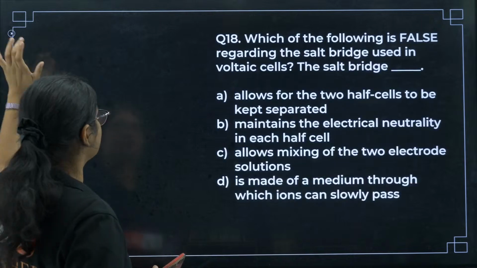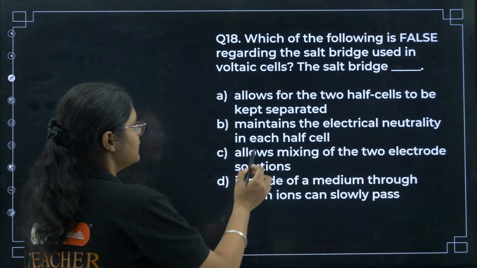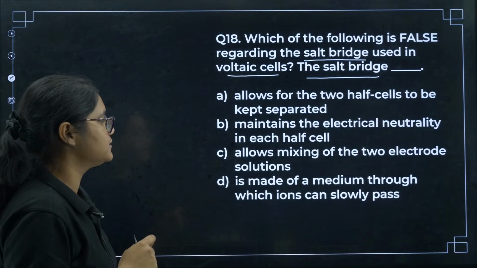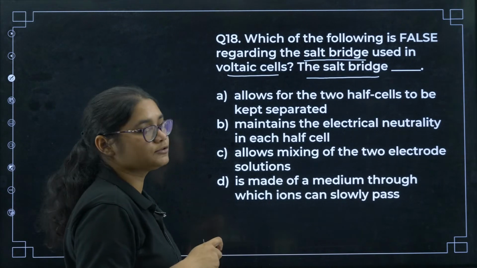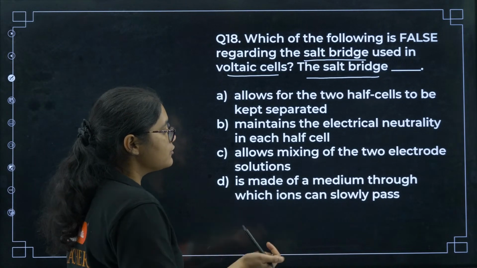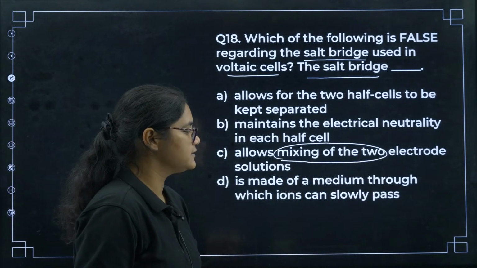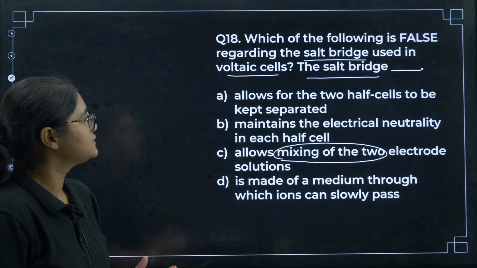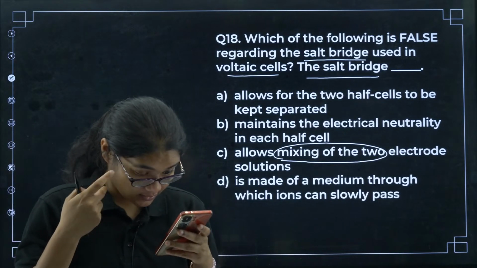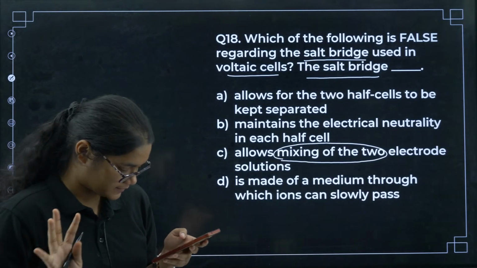Yes. Next, question number 18. Which of the following is false regarding the salt bridge used in voltaic cell? Can we tell about the salt bridge? It allows the two half cell reactions to be kept separated, maintains the electrical neutrality in each half cell, allows mixing of the two electrode solutions, is made up of a medium through which ions can slowly pass. Which statement is false? Very easy, very direct question, students, quick answer I want.